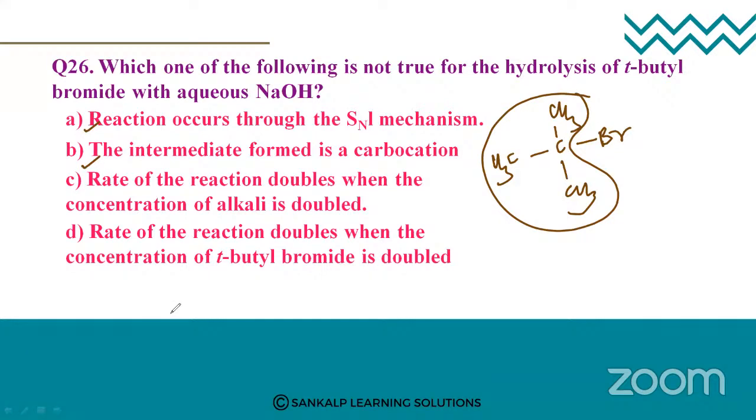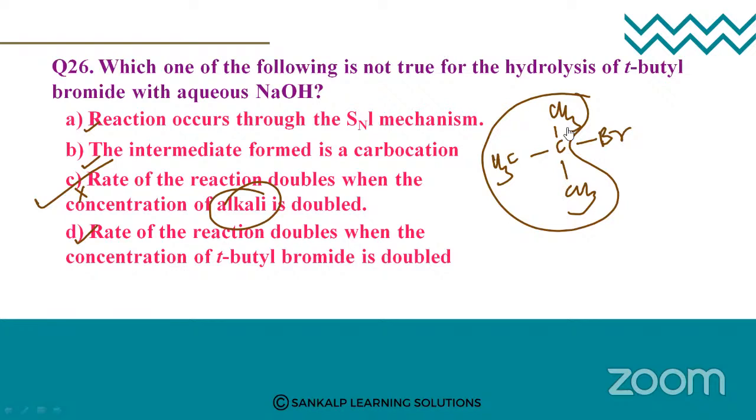Then what is option C? The rate of the reaction doubles when the concentration of alkali is doubled. The rate of the reaction doubles when the concentration of tertiary butyl bromide is doubled. The rate of the reaction depends on the concentration of the substrate, so that is correct. It does not depend upon the concentration of the nucleophile. So C is wrong, and C is the answer.